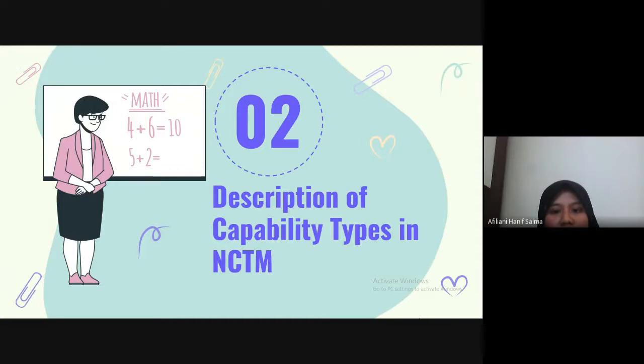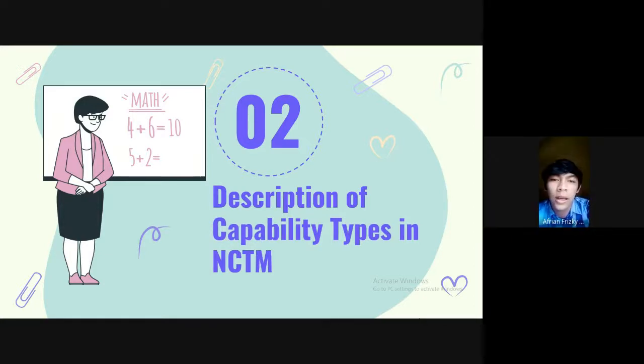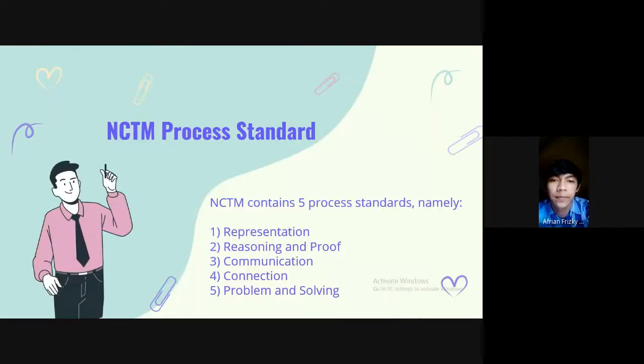The next is about the description of capability types in NCTM, and will be explained by Afrian. Okay, thank you, Salma. I will continue to describe the capability types in NCTM. First is the NCTM process standard. NCTM contains 5 process standards, namely, the first is representation, the second is reasoning and proof, the third is communication, and then connection, and the last is problem solving.